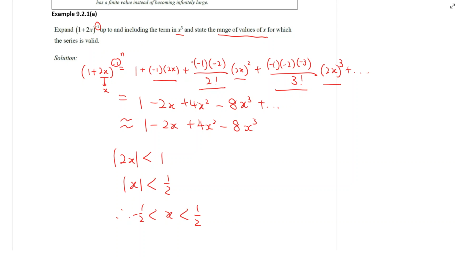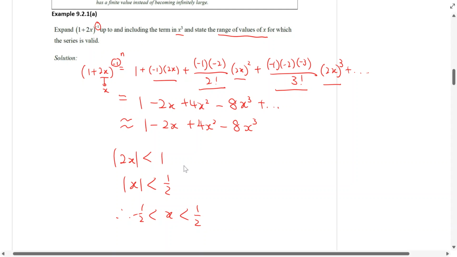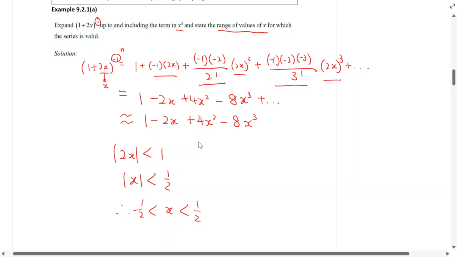Just very simple. Two things you need to know in this chapter: expansion, making sure the presentation is good and accurate, as well as the range of values of x for which the series is valid.